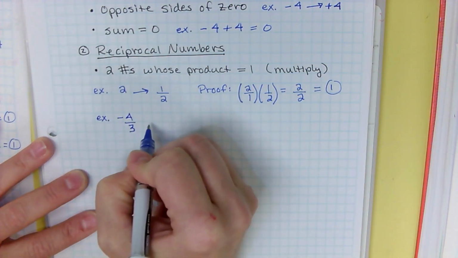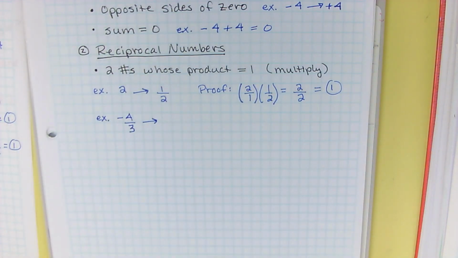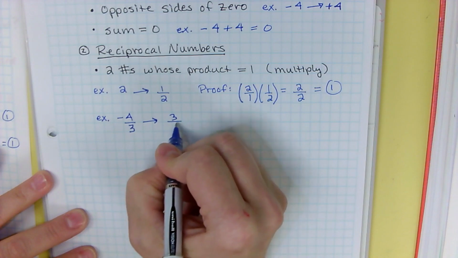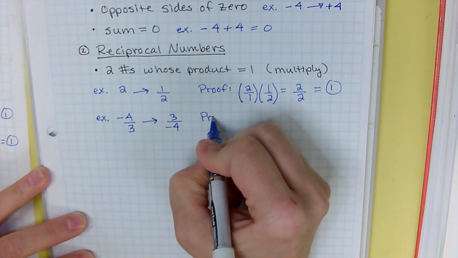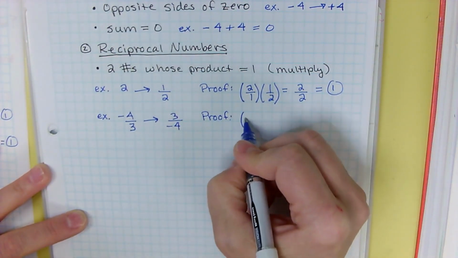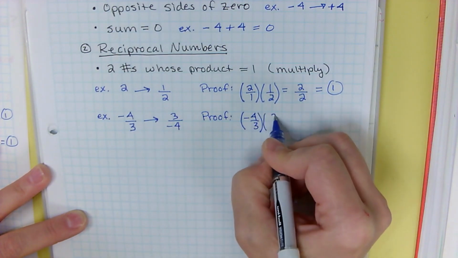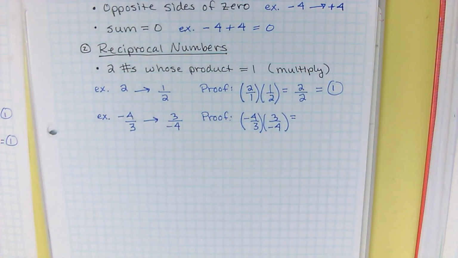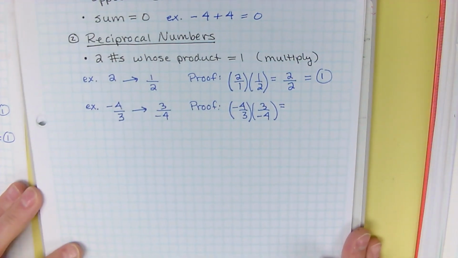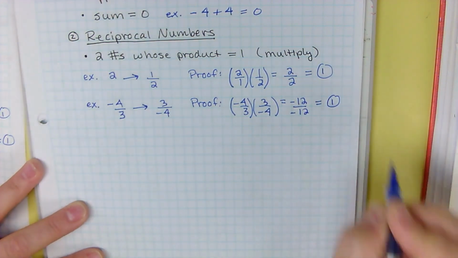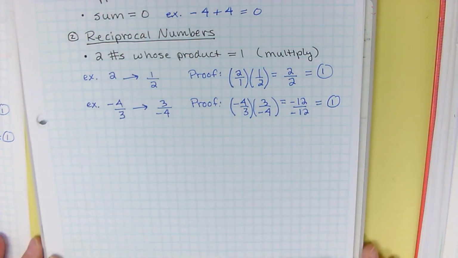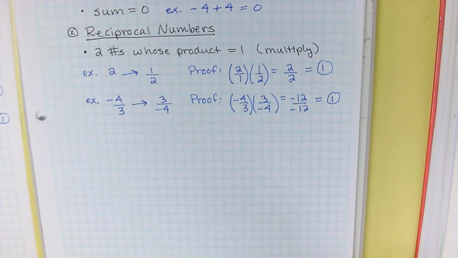For example, -4/3. The reciprocal of -4/3 is 3 over -4, or -3/4. Notice that the reciprocal has the negative on it. That does not go away. A reciprocal of a negative number is a negative number. Okay, so the proof, if we multiply -4/3 times 3 over -4, we multiply them together or find their product, that equals -12 over -12, which is a 1. So reciprocals are numbers whose product equals 1.